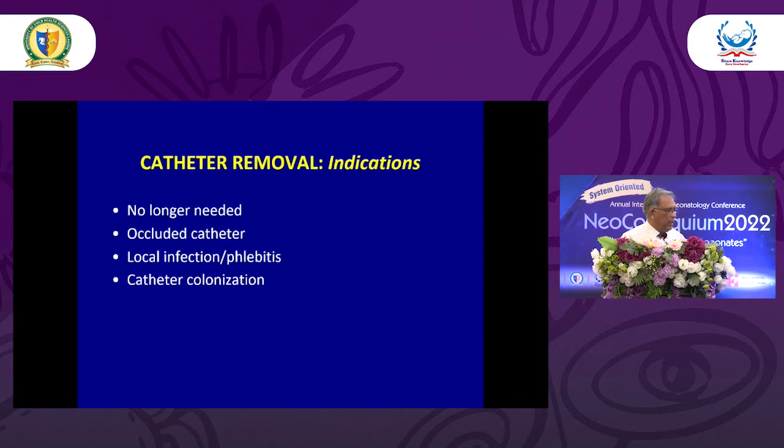Now, when we need to remove a catheter, the indications are when it's no longer required, or it becomes occluded and is not working, or if there is a local infection, phlebitis or catheter colonization. If the baby becomes septic for any reason and is not improving despite giving antibiotics, then we need to take this line off.